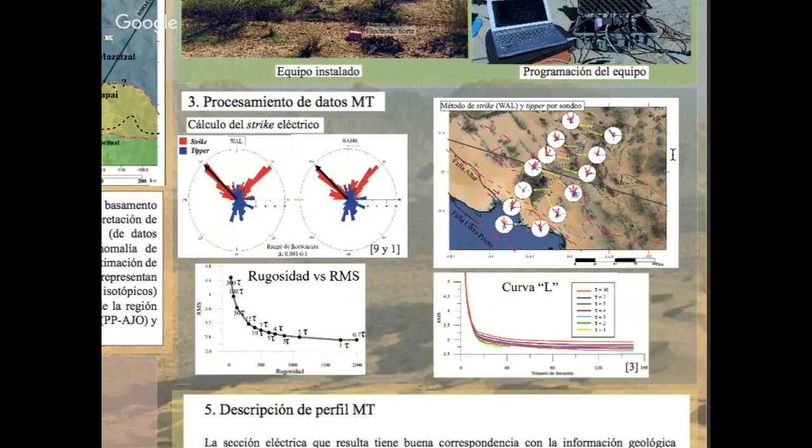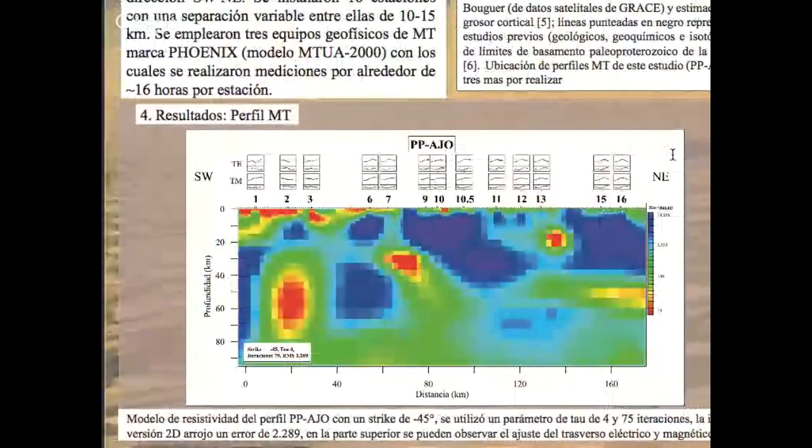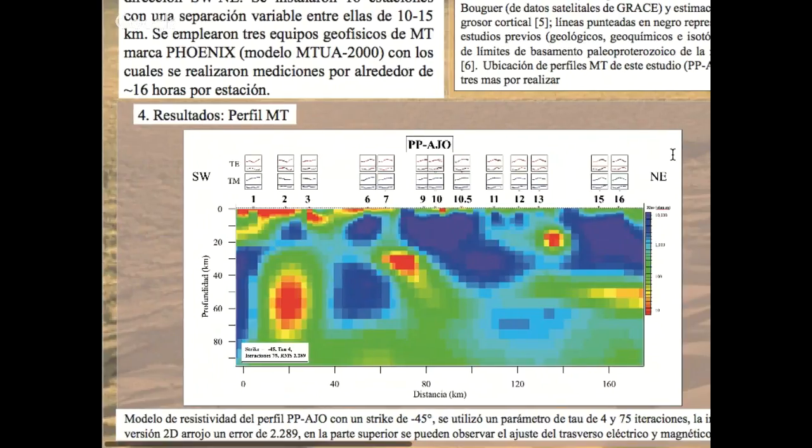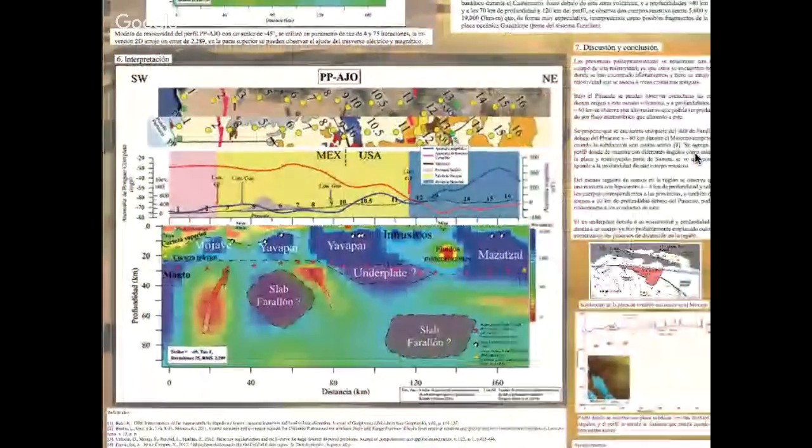The tau that I used was 4, and the inversion iteration number was 75. So this is my result for the MT profile. It doesn't look bad, very little error, from 2 to 8. Here I'm going to show you the interpretation.